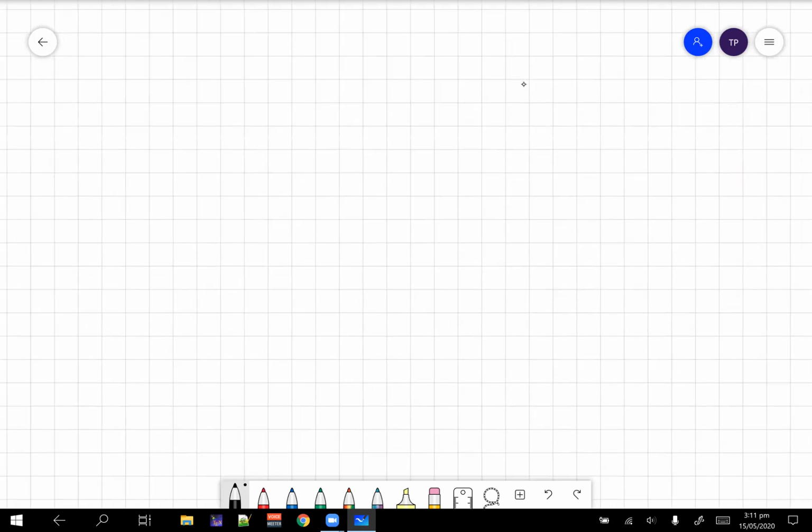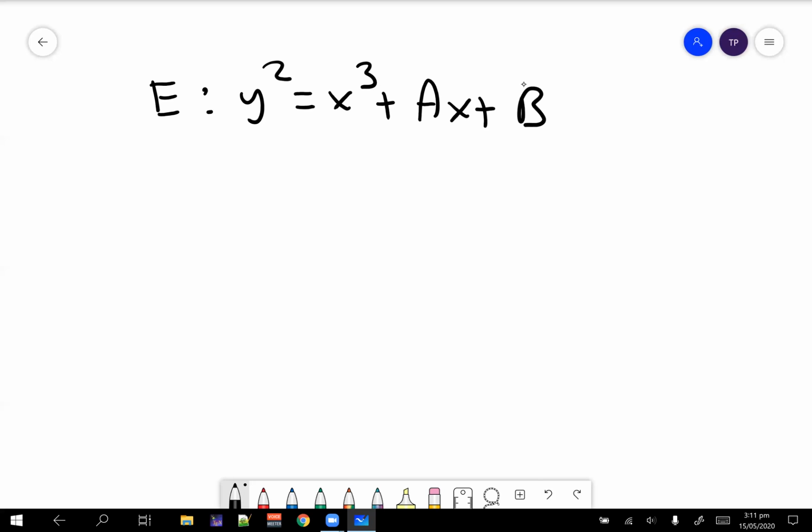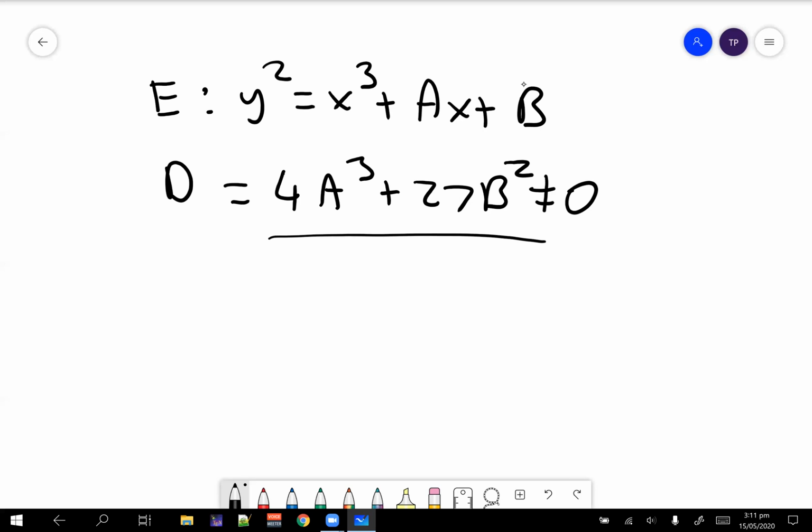The first thing I defined was a discriminant. We don't really need to know what it is here, but in general, if we have an elliptic curve, say E, given by y squared equals x cubed plus ax plus b, to ensure non-singularity, that the curve is always smooth, we just say that the discriminant given by 4a cubed plus 27b squared is non-zero. So we just have to remember this relation here. But yeah, that's just to make sure that there's no singularity.